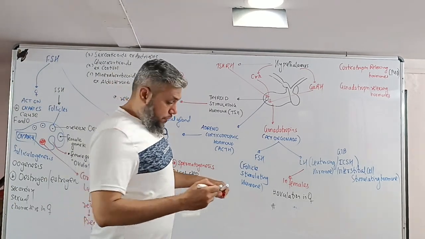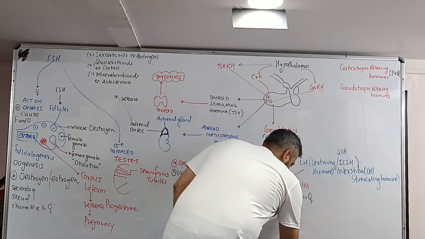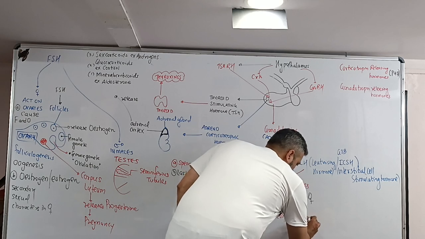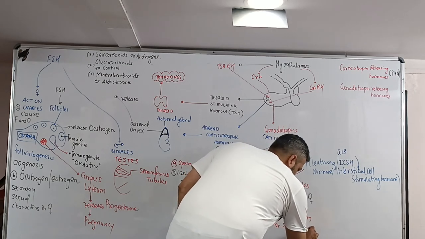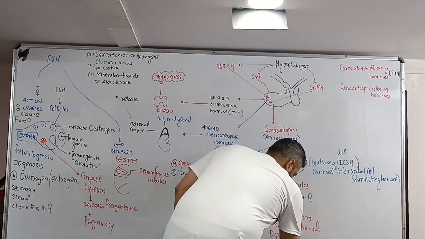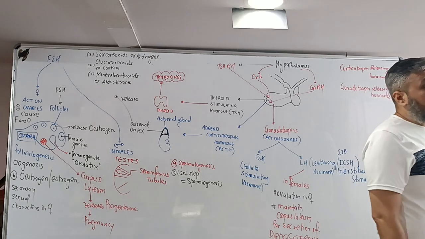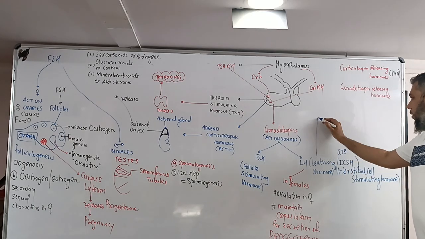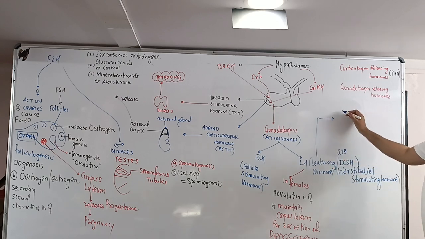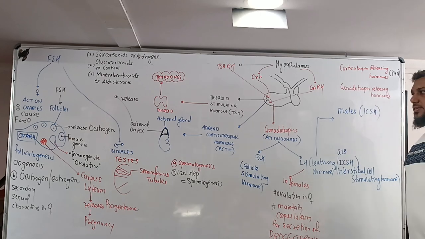So, what is the function of LH in females? One is ovulation, the other is it helps to maintain which structure? Corpus luteum, for the secretion of a hormone called progesterone. And progesterone helps in maintaining pregnancy. I hope you got it, everybody. The second is the role of LH in the case of males, where it is also known as ICSH.